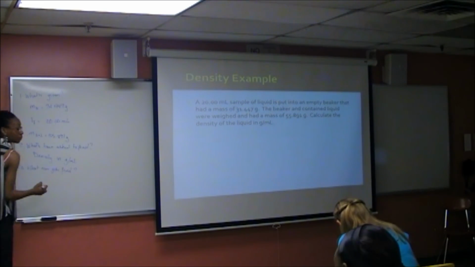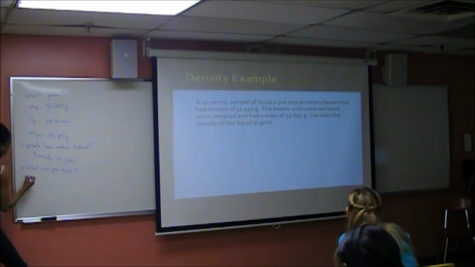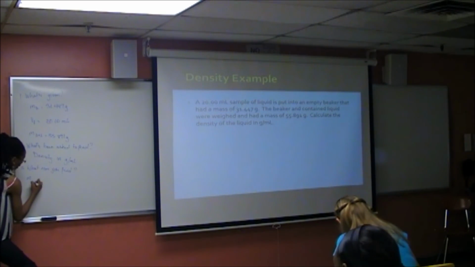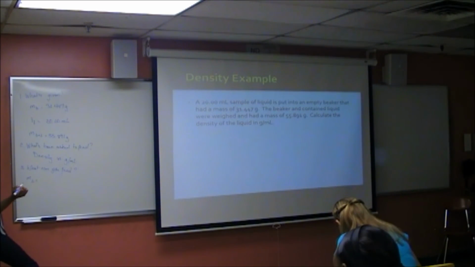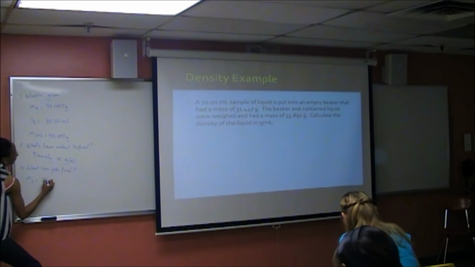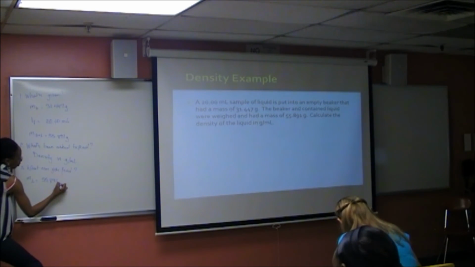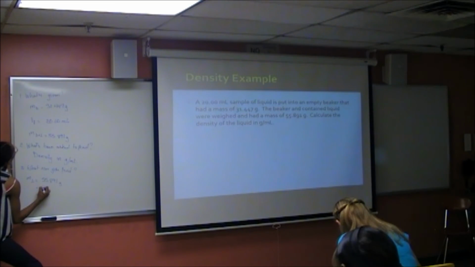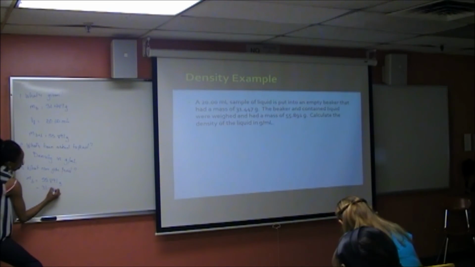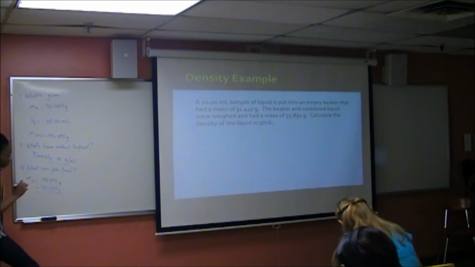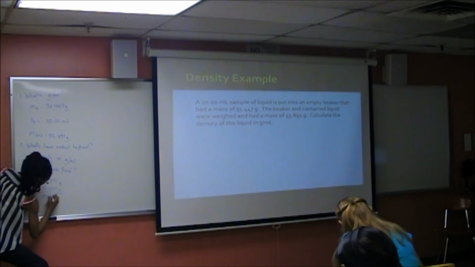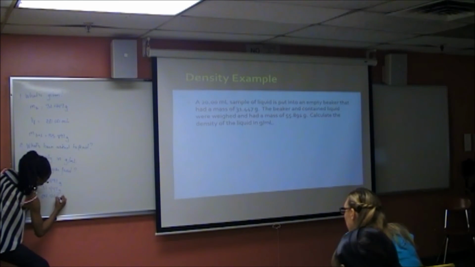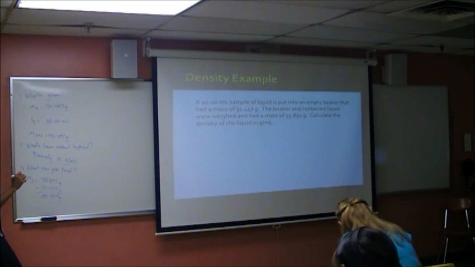So what can you find? We have the mass of your liquid. How are we finding the mass of your liquid? Subtract. We're going to subtract what from what? The 31.447 from the 55.891. Very good. So 55.891 grams minus 31.447 grams is 24.444 grams. Can we find anything else?